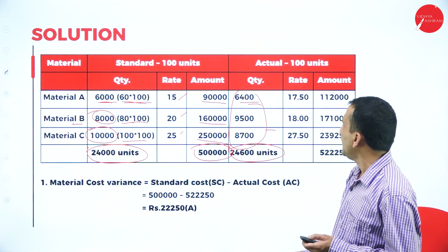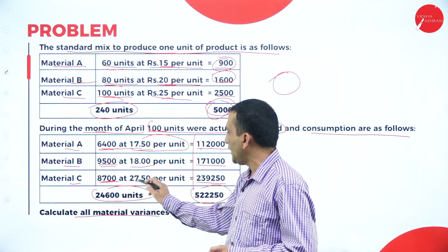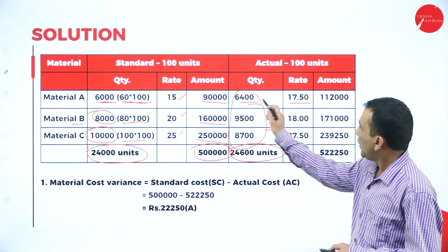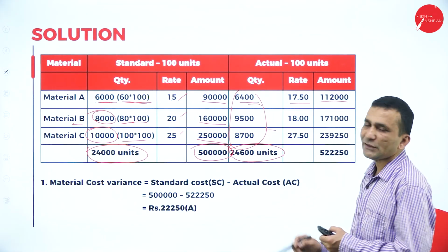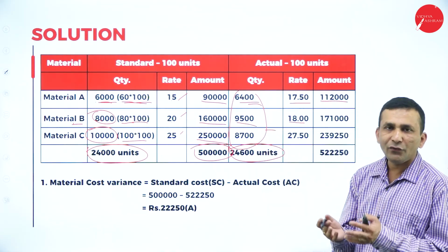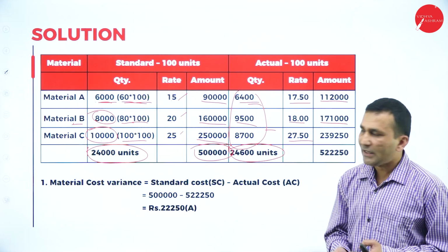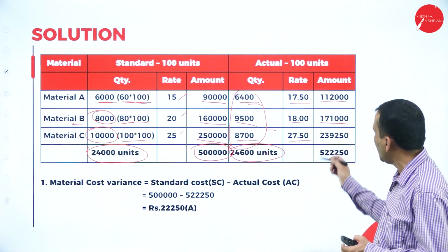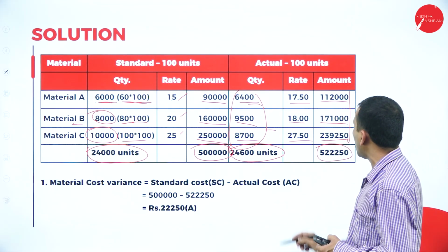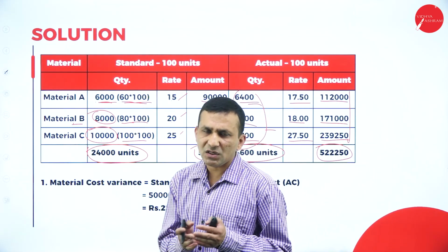The rates are also clearly specified in the question: 17.50, 18 and 27.50 for the respective materials. We multiply 17.50 into 6,400, which gives 1,12,000. For material B, 18 into 9,500 gives 1,71,000. The last rate, 27.50 into 8,700, gives 2,39,250. If you take the total value together, 5,22,250.